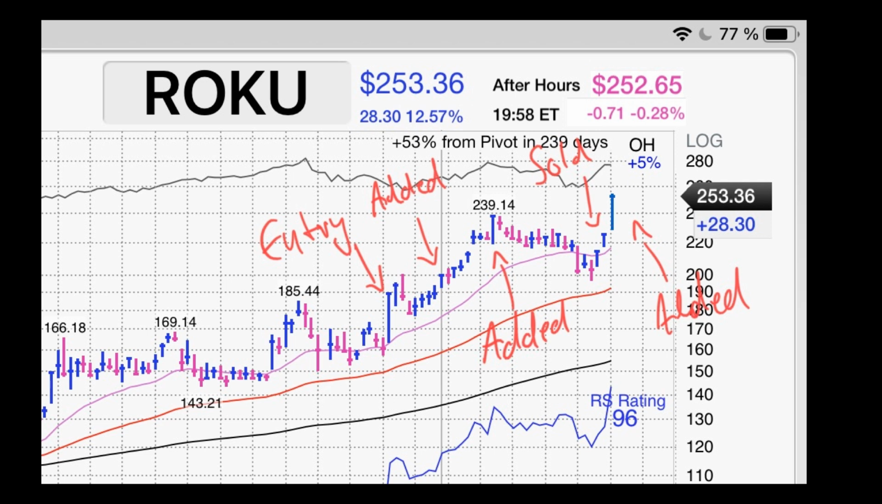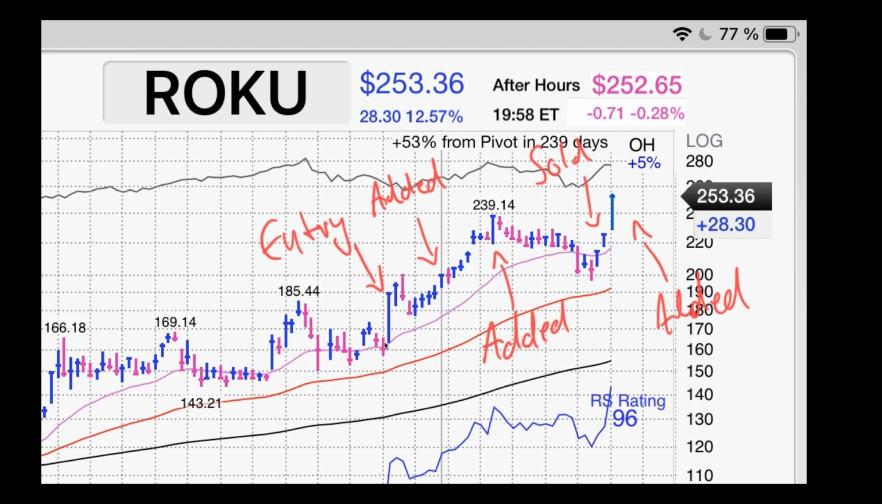Okay, so now we come to the part where I added to the position, or where I traded around the core position. The core position, or my core position, is always between 10 and 15%. I made this small graphic here to show you where I entered and added and sold. And you saw that some slides ago.